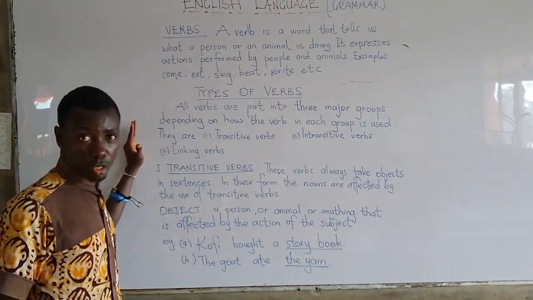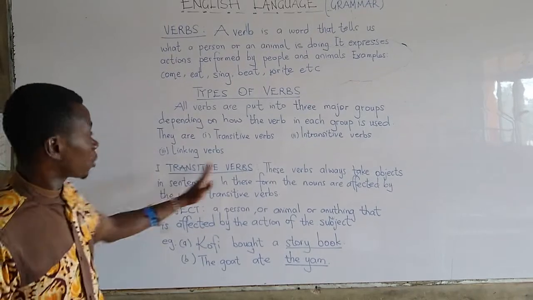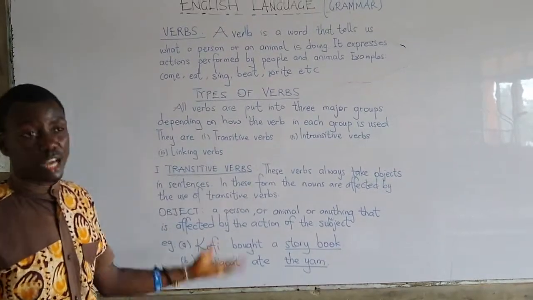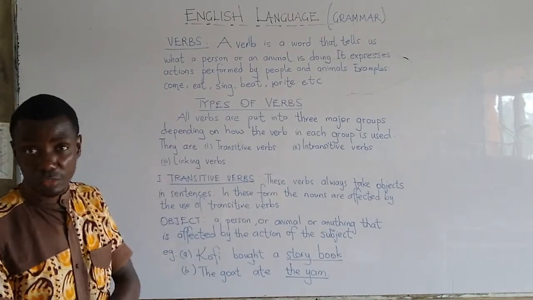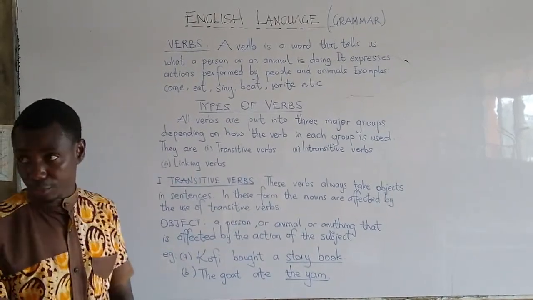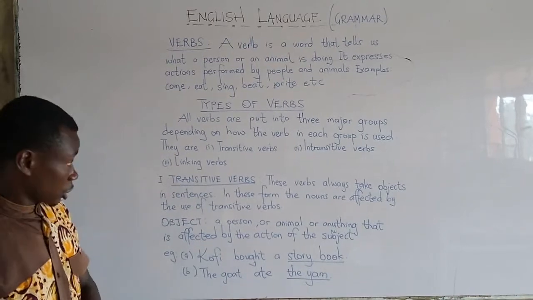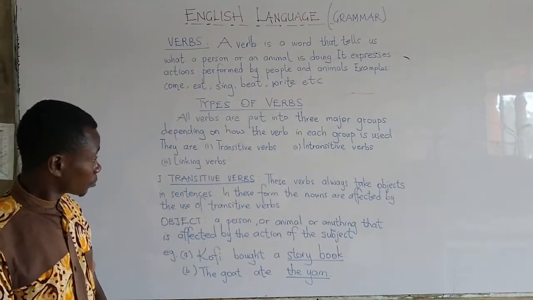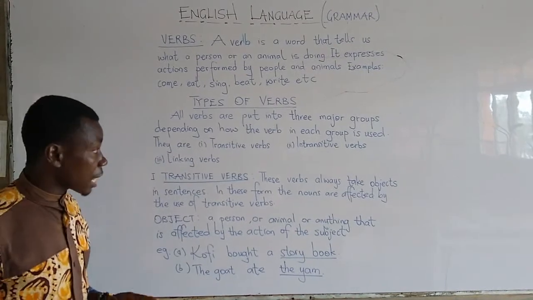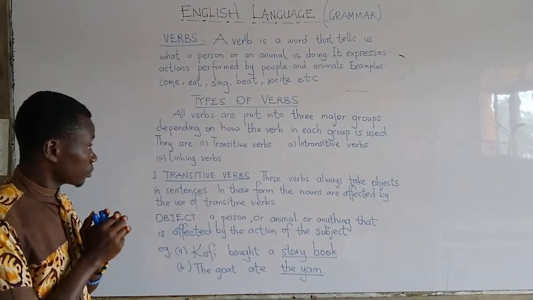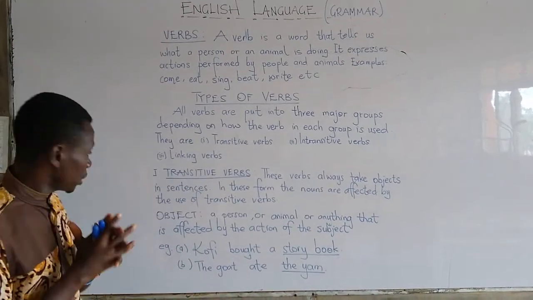But today we are coming to talk more about the transitive verbs. Next time when we meet, we shall continue to talk about the intransitive verbs and the linking verbs. What then is a transitive verb? A transitive verb is a verb that always takes an object in a given sentence.